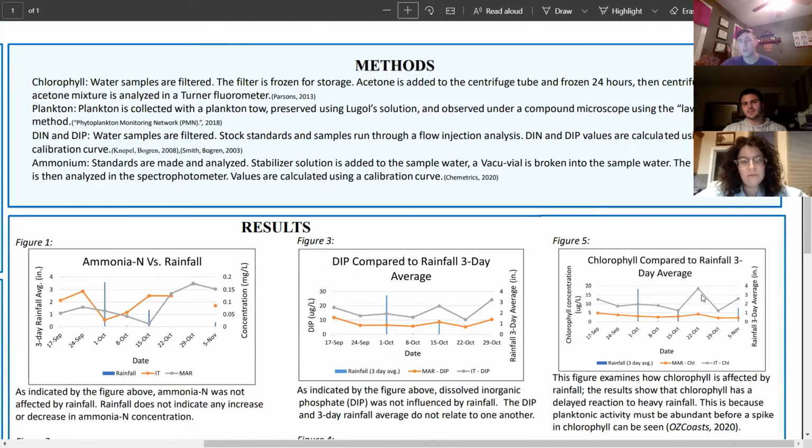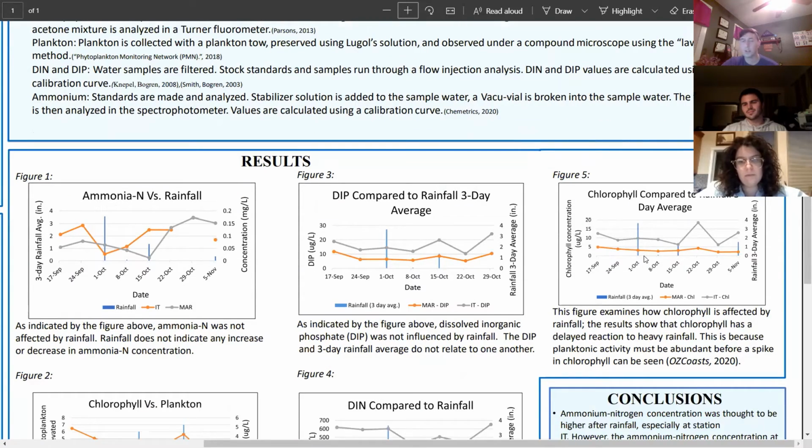Figure 5 talked about chlorophyll and the rainfall 3-day average. What we determined here is that IT, the site closest to the CSO, had higher chlorophyll content, and site MAR had lower, which was expected and hypothesized. However, just like the previous graphs, rainfall did not show a direct correlation. One of the reasons for this is chlorophyll's delayed reaction to heavy rainfall. Planktonic activity must be abundant before a spike in chlorophyll can be seen.